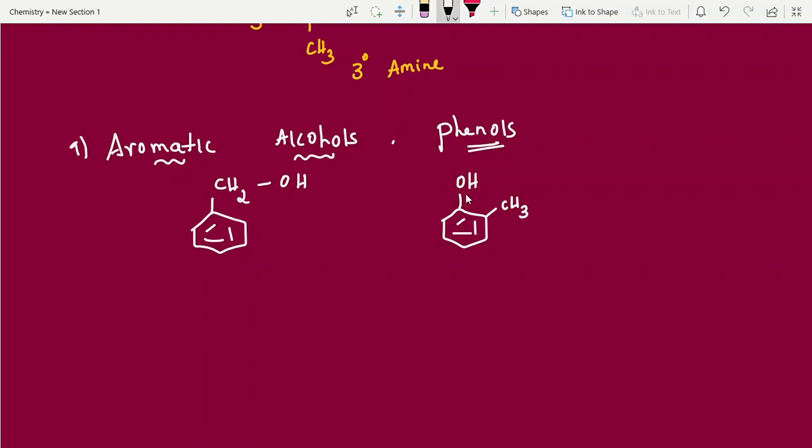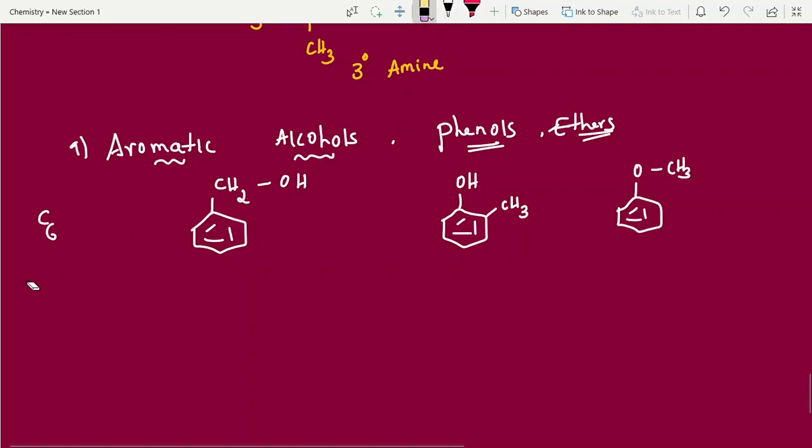This is methyl phenol. Methyl group. 2-methyl phenol, or else we call it as cresols. Orthocresol. Next one. With this we are writing ethers. That's it. OCH3. What is this molecular formula? C6. Total you can count at a time.